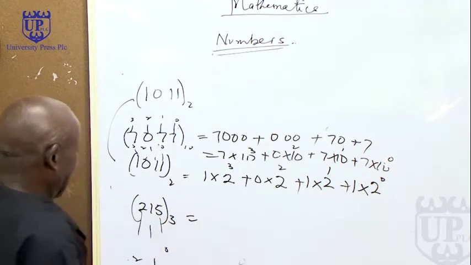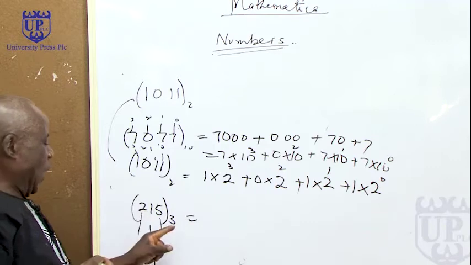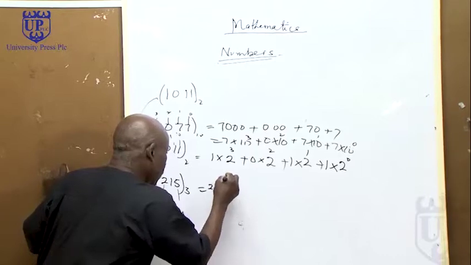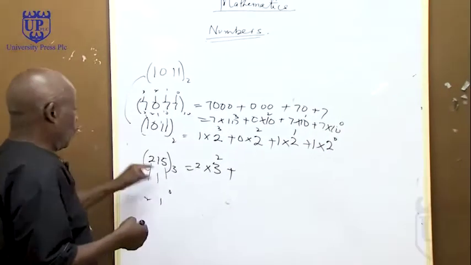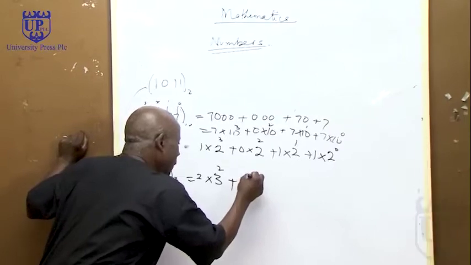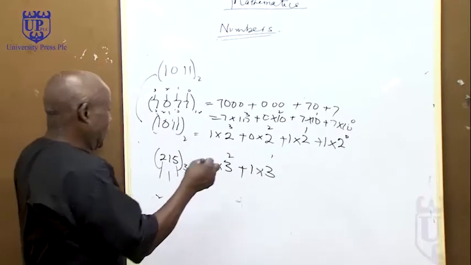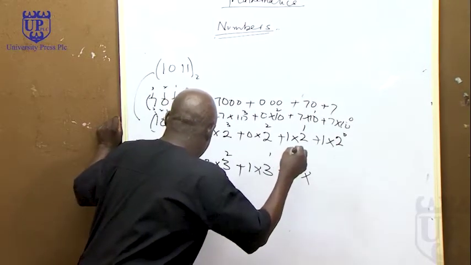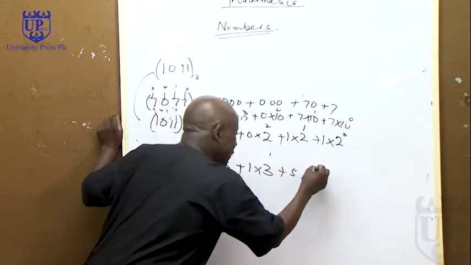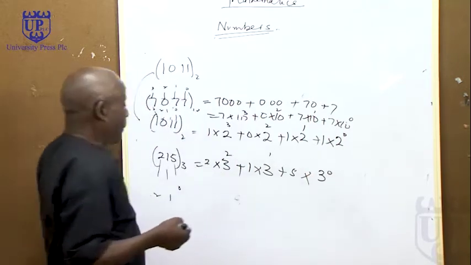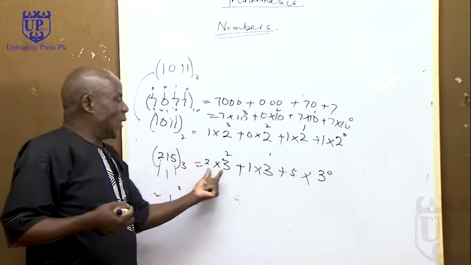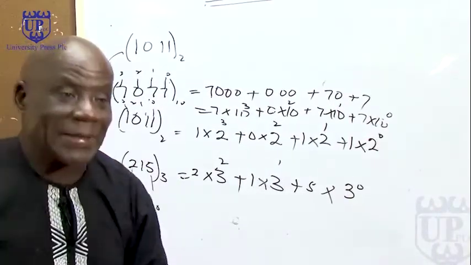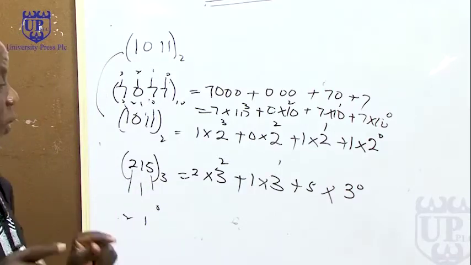Now this one in expanded form will be 2 multiplied by 3 raised to power 2, plus 1 multiplied by 3 raised to power 1, plus 5 multiplied by 3 raised to power 0. Then you evaluate. By the time you get your value, you don't need to put any base there again. You don't need to put any base.